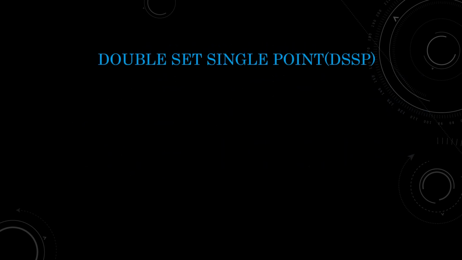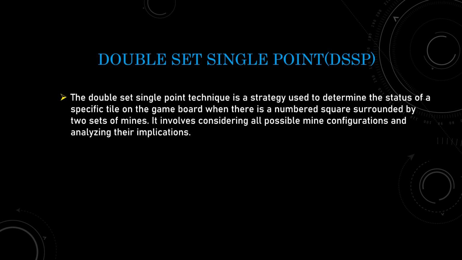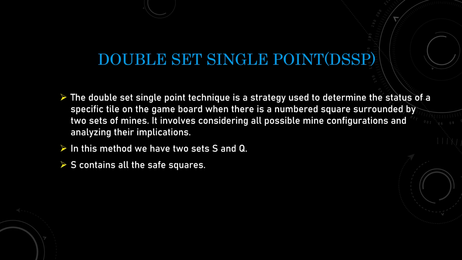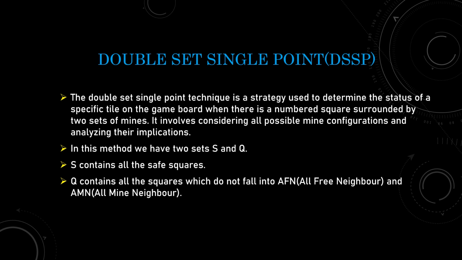So now, a brief introduction to the double set single point method, which we include in our topic. The double set single point technique is a strategy used to determine the status of a specific tile on the game board when there is a number square surrounded by two sets of mines. It involves considering all possible mine configurations and analyzing their implications. In this method, we have two sets, S and Q. S contains all the safe squares. Q contains all the squares which do not fall into AFN, all free neighbors, and AMN, all mine neighbors.